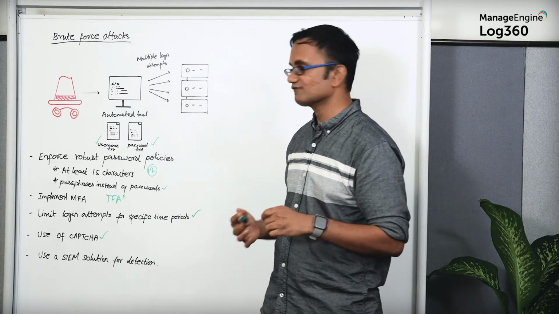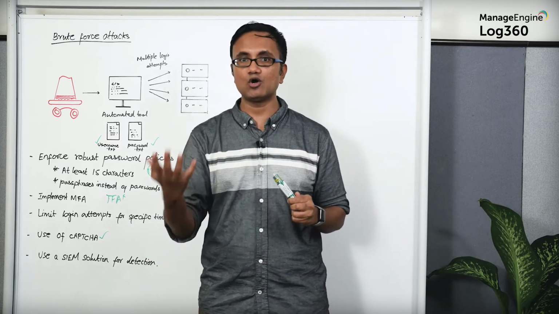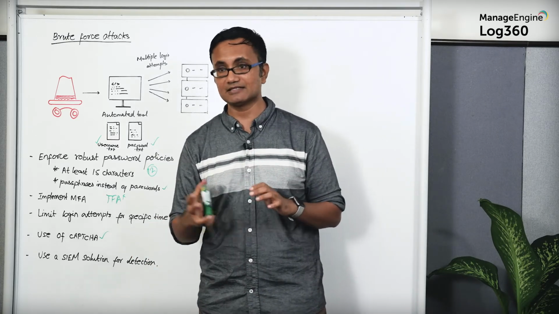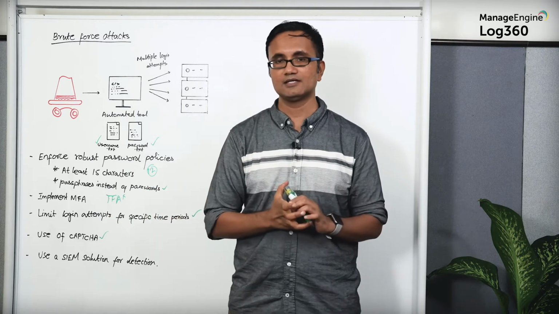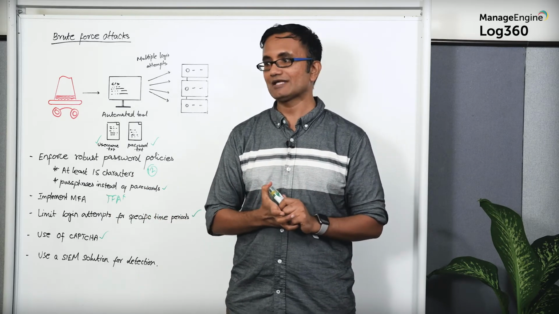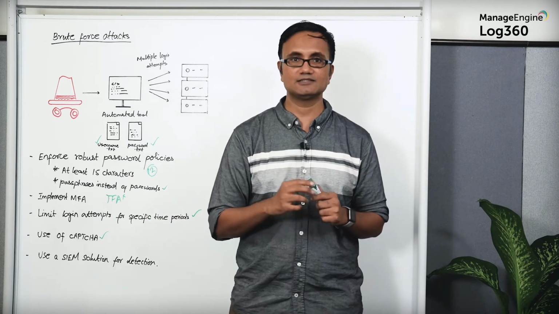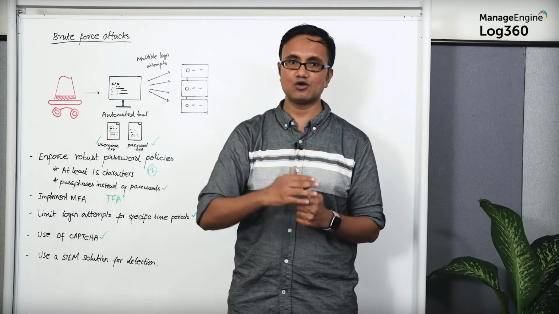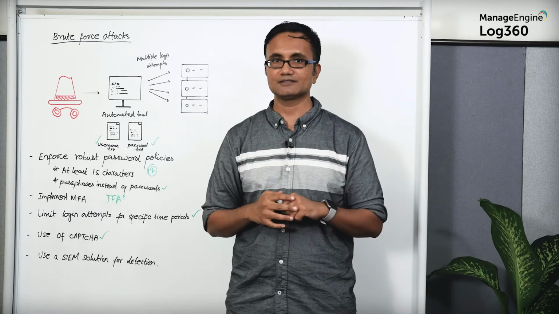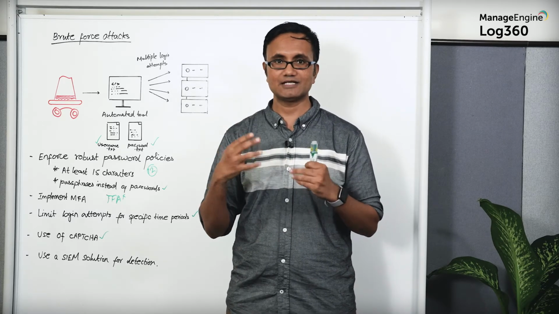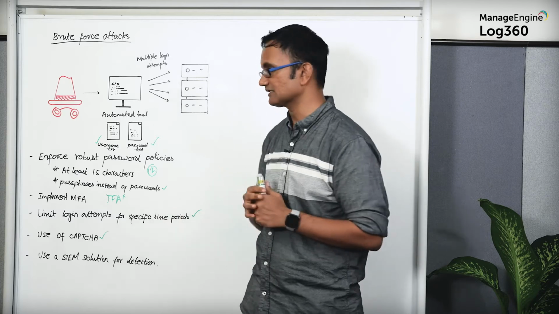And use a SIEM solution for detection. So you've got to be able to detect all the activities that happen in real time, and a SIEM solution can go a long way in detecting this. So you can have a rule in a SIEM solution that says that after a specific number of logons, you get alerted about that, and you log off that user. That is automated response that a SIEM solution can give you.